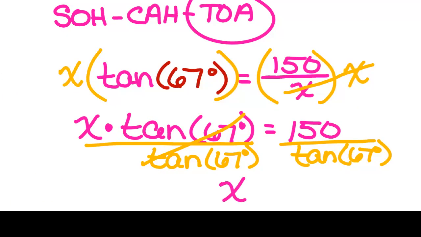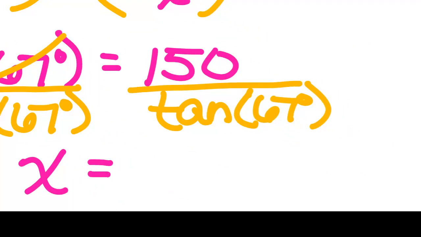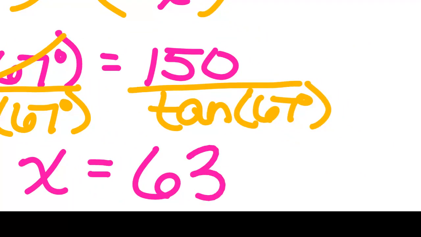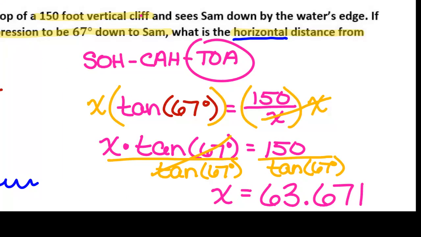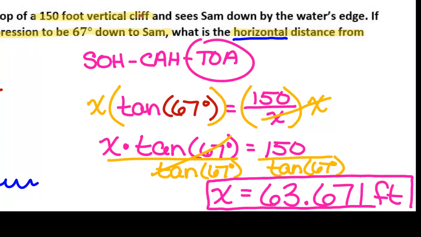So then we have x equals, and we do 150 divided by the tangent of 67, and we get what? 63 point, you said 671? 671. Should we put units with that? Feet, yes. Because we are given this right here, 150 feet for that vertical cliff.